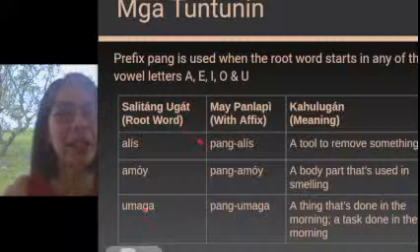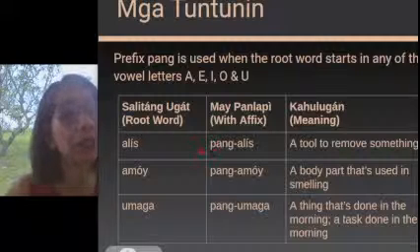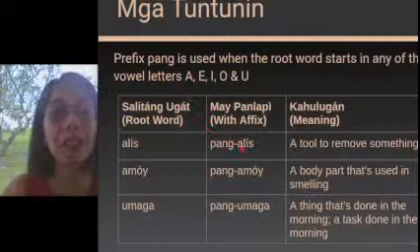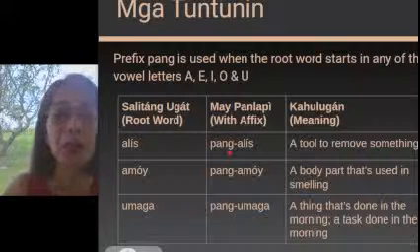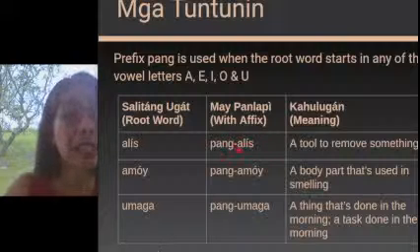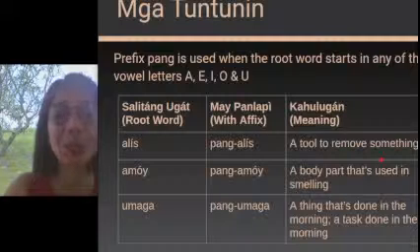Okay, let's apply prefix pang here. Because this root word starts with a vowel, we want a dash after pang. So take note, when the root word starts with a vowel, we want a dash after the prefix pang. Alis, pang-alis. It means a tool to remove something.